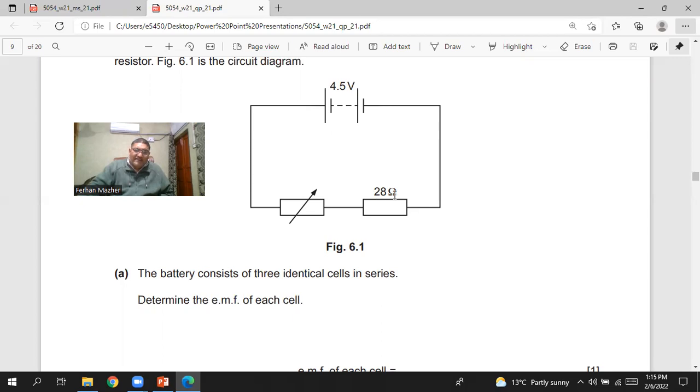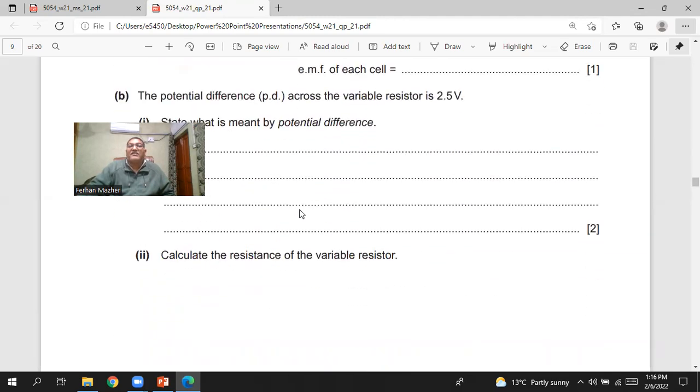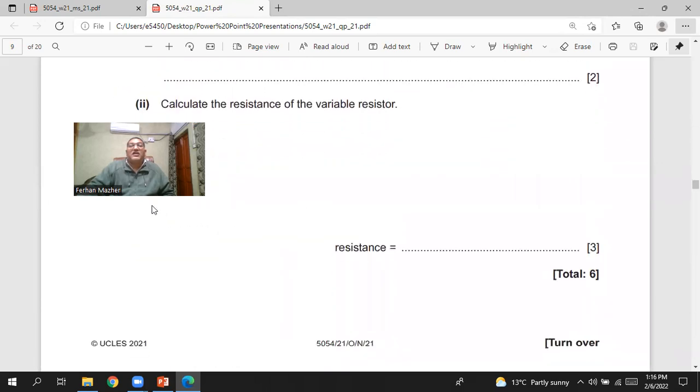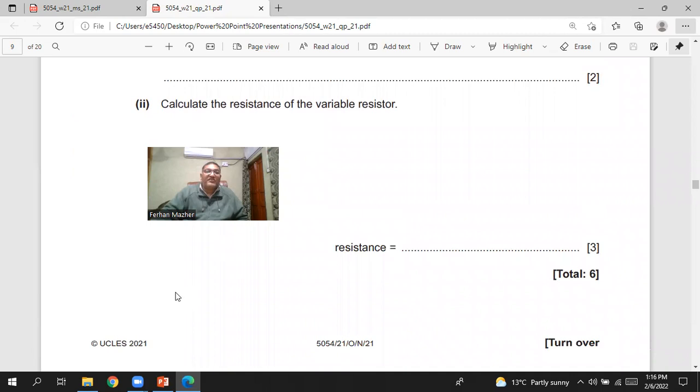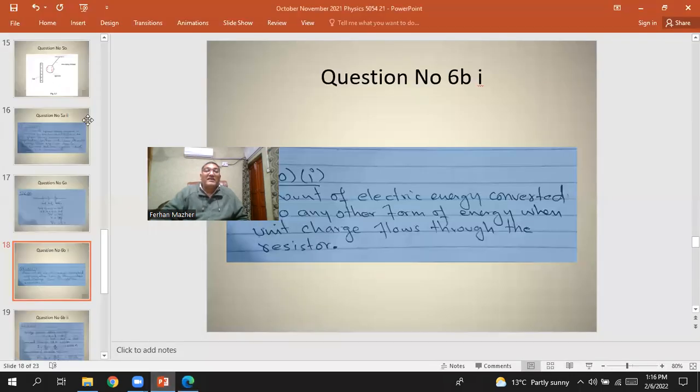So if I know the resistance of this fixed resistor, 28 ohm, and I know the voltage drop here is 2, I can find out how much current is flowing through this resistor. Once I know the current flowing through this resistor, because they both are connected in series, the same current will be flowing through this resistor. Once you know the current through this resistor and you know the voltage drop, which is 2.5 volt, you can find out the resistance of this variable resistor. R is equal to V by I. So that's the strategy for how this numerical will be done. It's a 3 marks numerical, calculate the resistance of the variable resistor. So let me show you how I have done this.